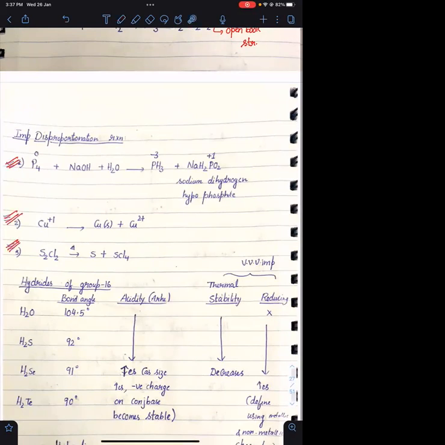One is reaction of phosphorus with alkaline solution, NaOH plus H2O. आपको पहले क्या मिलेगा? H3PO2 मिलेगा. H3PO2 being acidic, NaOH के साथ react करके आपको NaH2PO2 मिलेगा. Along with the evolution of phosphine, which has a rotten fish smell. Okay, this is an important disproportionation reaction.